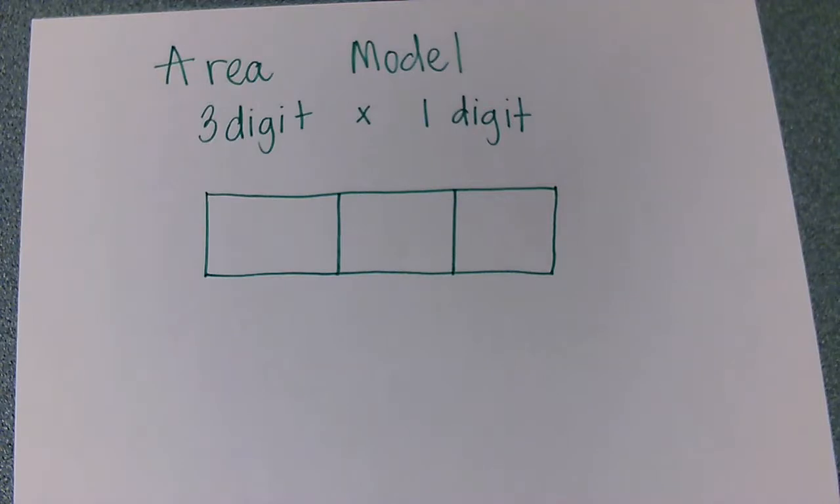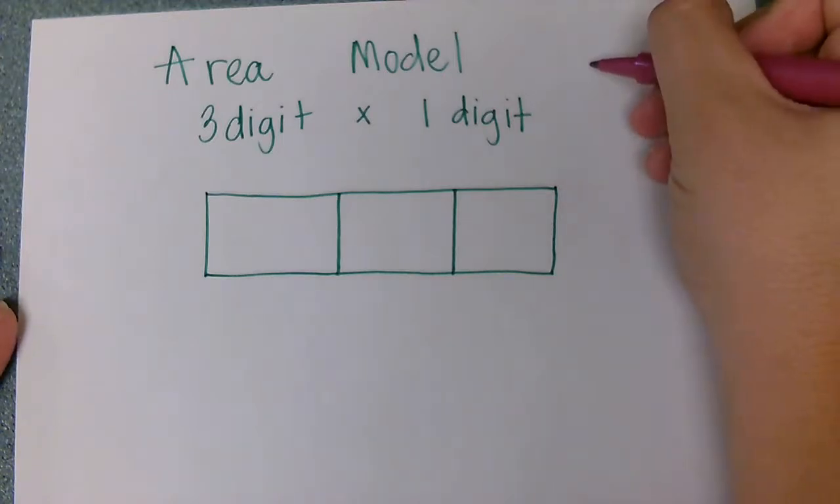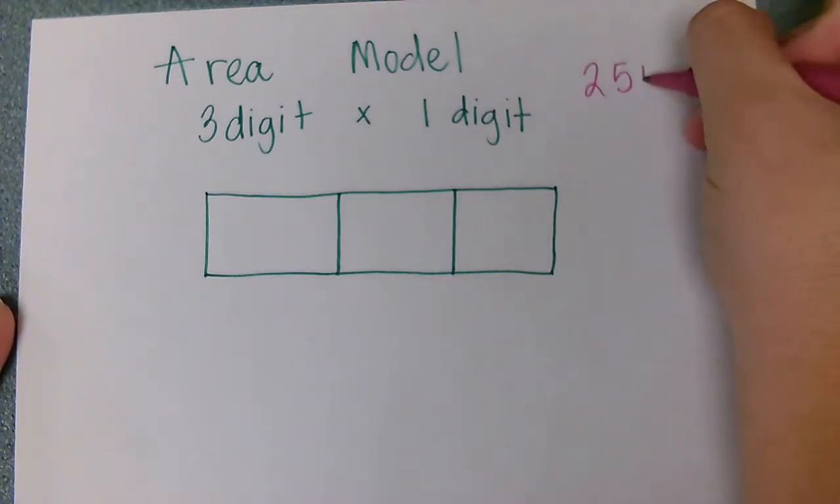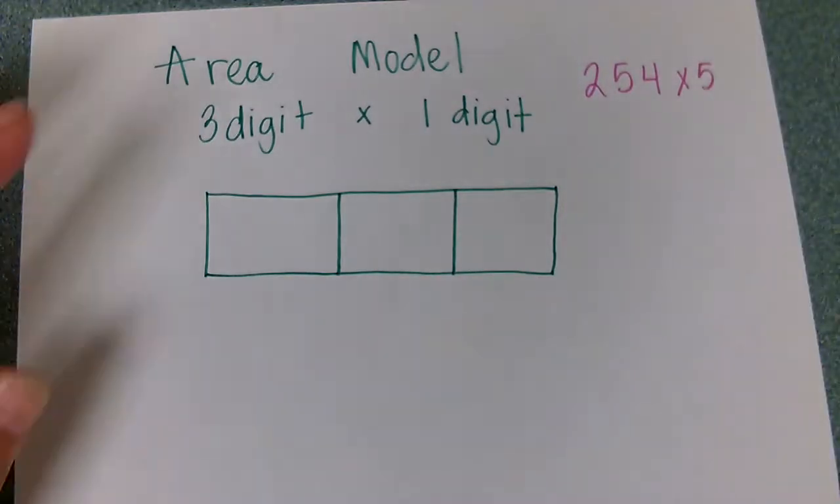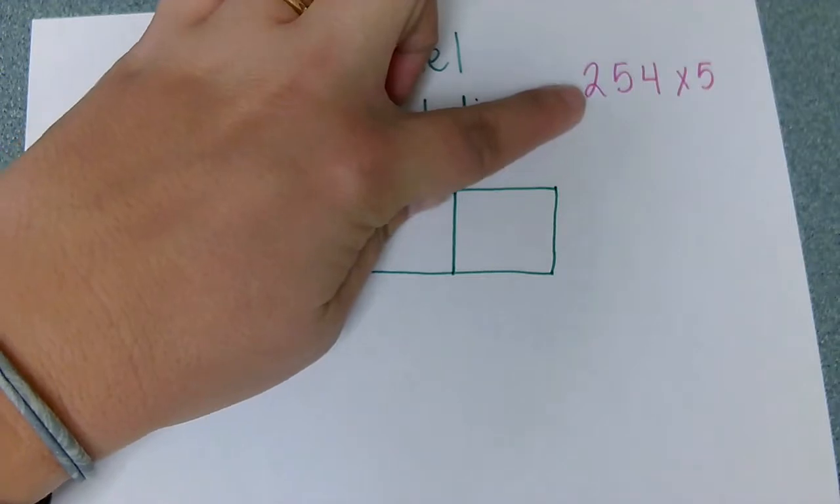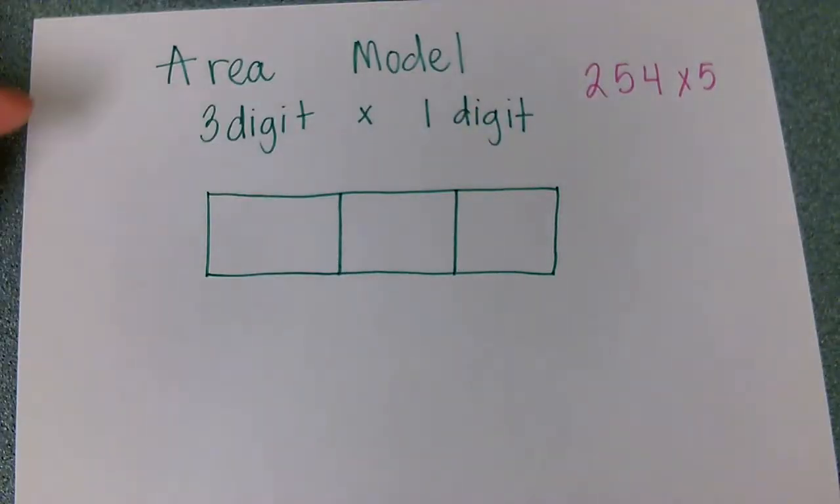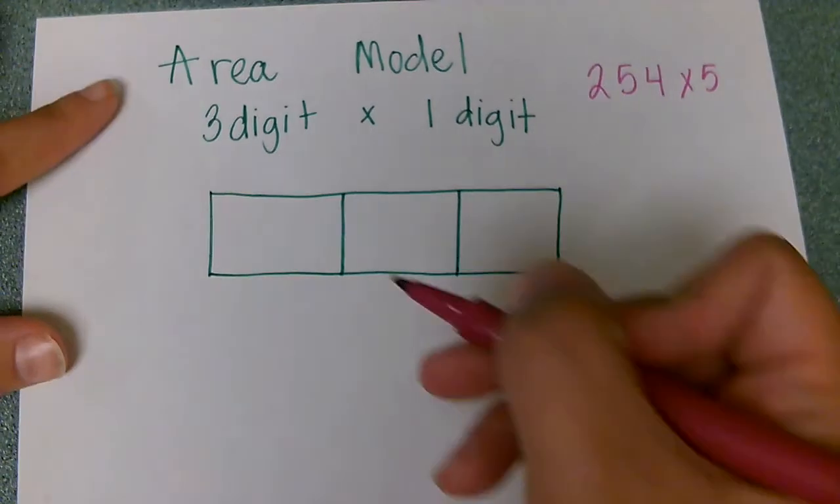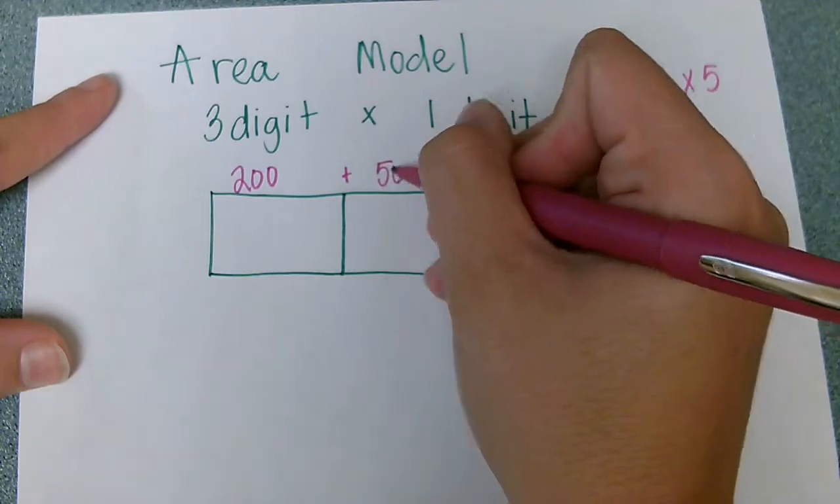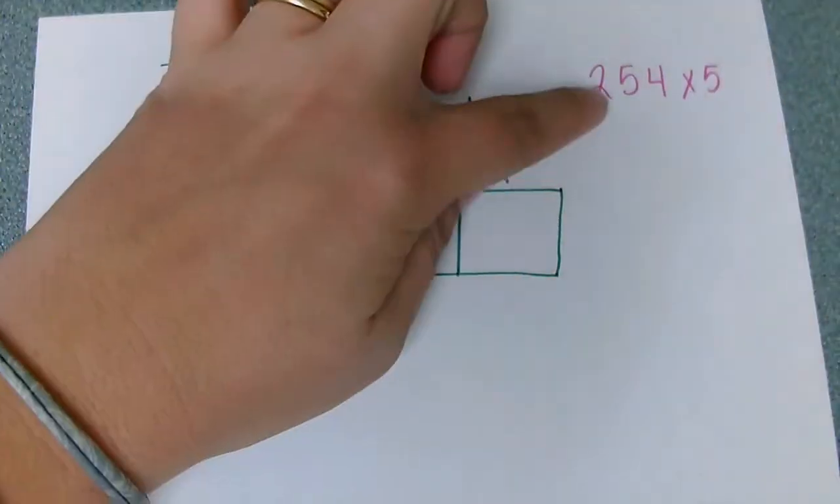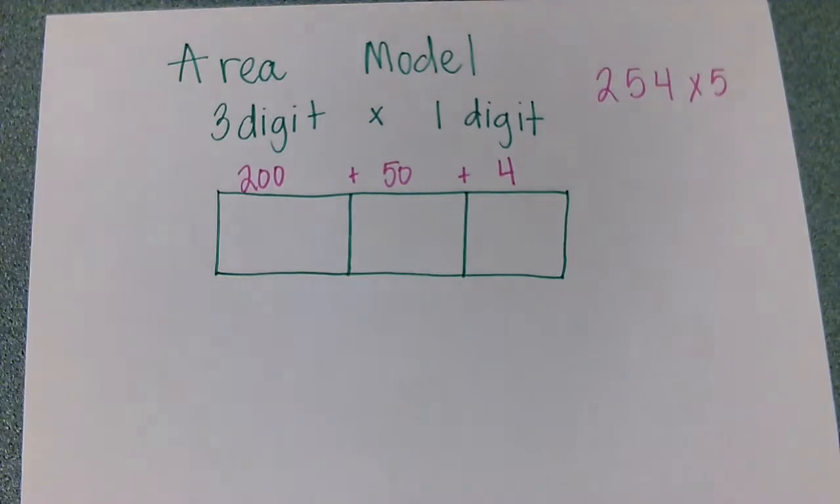This video is to show you how to work an area model multiplication problem. We're going to start off with a 3-digit number times a 1-digit number. So if you were to ask me to multiply 254 times 5, the first step is that you need to create this number into expanded form. So to put the number in expanded form, you're going to take each place value. So I'm going to break it up and put 200 plus 50 plus 4. So I've now created 254 into expanded form.